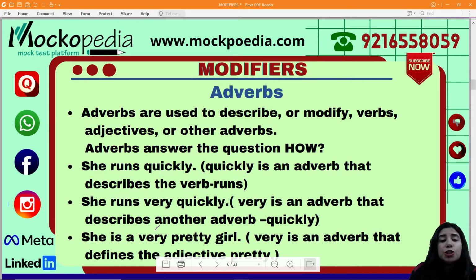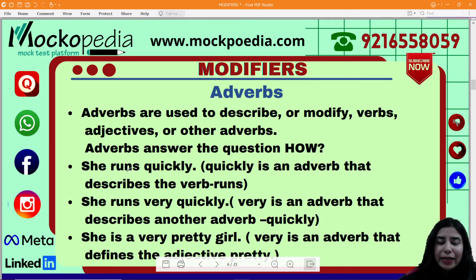Now, if I say she runs very quickly, I ask how quickly is she running? You are going to say, ma'am, she's running very quickly. Now if I say she's a very pretty girl, in this case I'll ask how pretty, so you're going to say, ma'am, very pretty, right? So you can see these three different sentences.